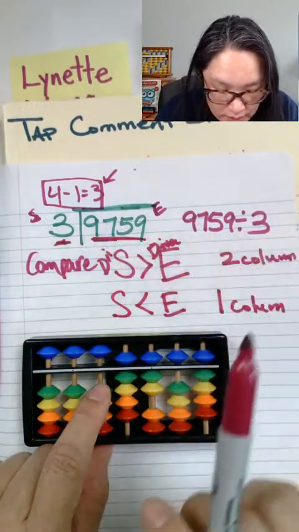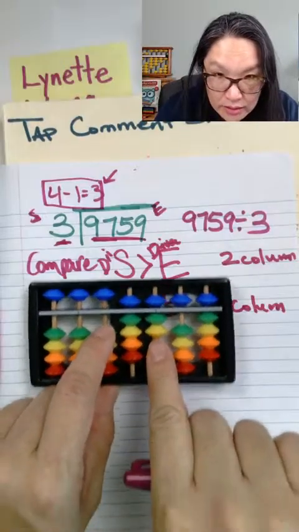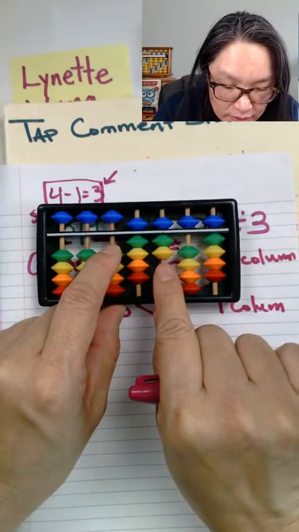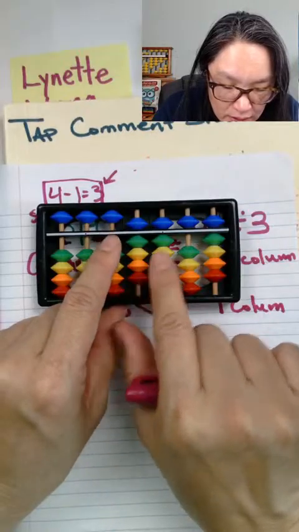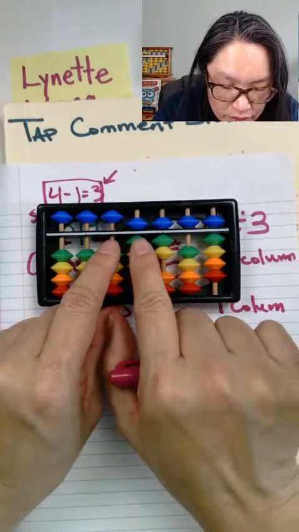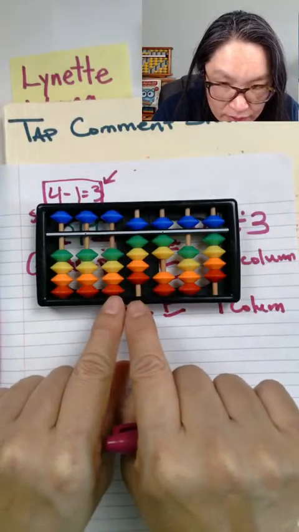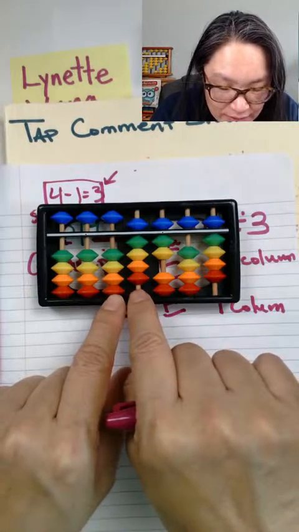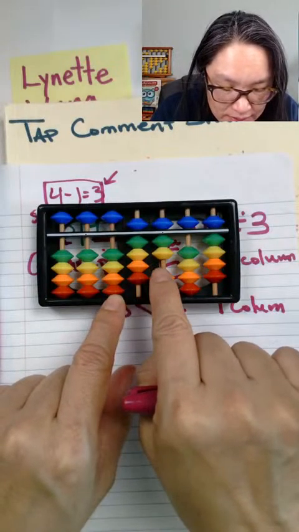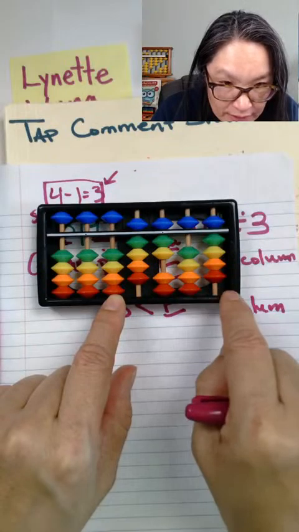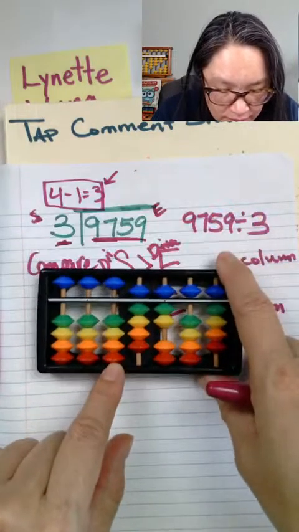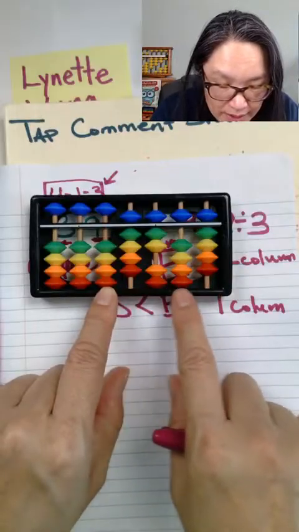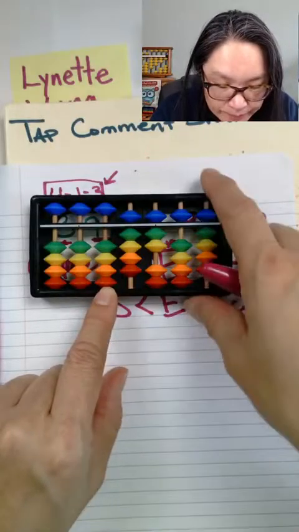Where are your ones? My ones is still here. So what I did is I counted to 3. 1, 2, 3. This is where I'm going to put my answer. That's why my finger is here. And then I'm going to put my dividend here: 9, 7, 5, 9. Did that make sense? So that's why I put it here, so we can do subtraction.